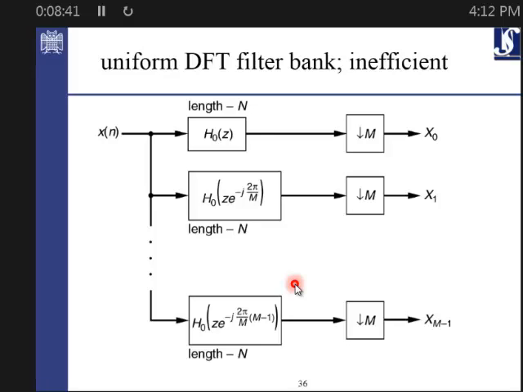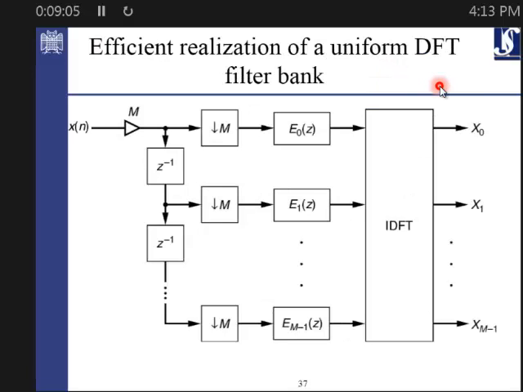So the inefficient way of the uniform DFT filter bank is just to use the H0 as a prototype for the low pass one and then shifting it until we completely cover the entire spectrum. And then the same structure that we had, using the downsampling. But this, as already we saw, is inefficient. So in order to make it efficient, we need to get through the polyphase components of those filters, which are respectively shown by E0, E1, and so on. And symmetrically for the synthesis part of the filter bank, we also have to do the same thing. So the same idea for the synthesis part.